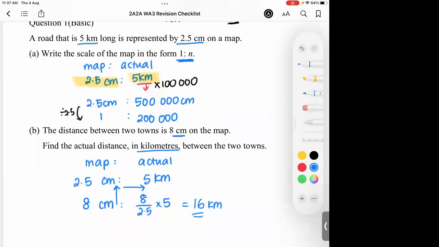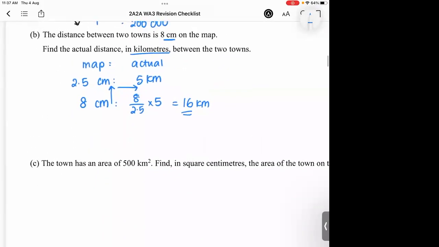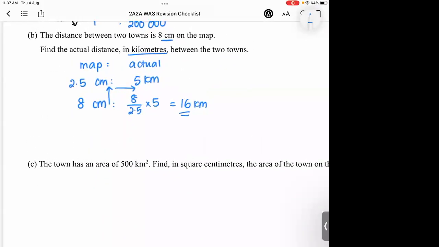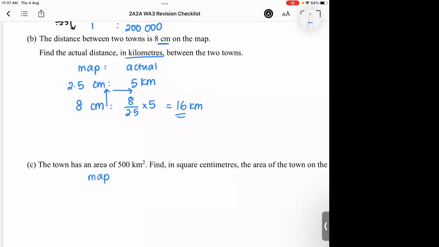Okay, I'm looking at the screen. So this one is the basic one, right? But this is only the basic. We have to go on to the next part. Now, if I'm going to find area, map is to actual, right? They want the area. What is the unit here? This one is in kilometers square. So I have to use the one that has kilometer. So this is 2.5 cm, 5 kilometer.